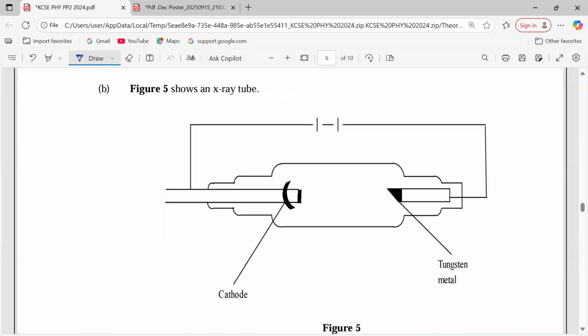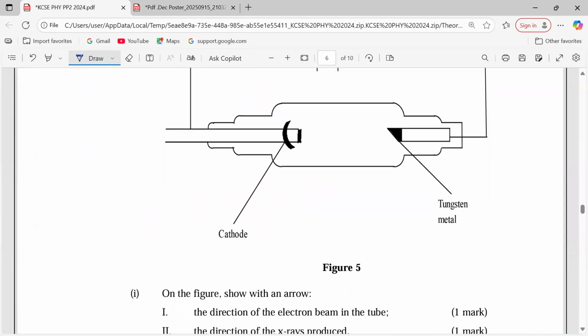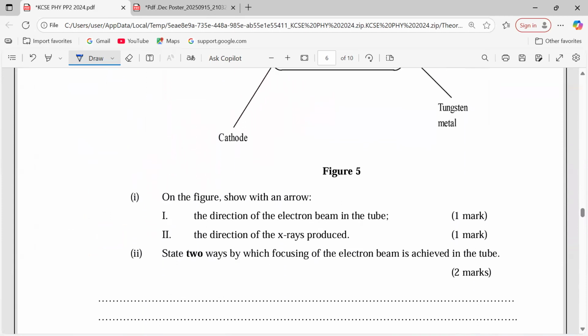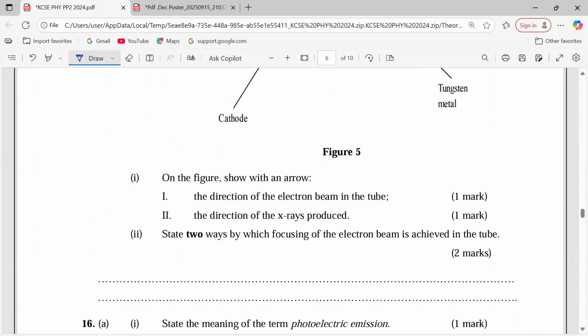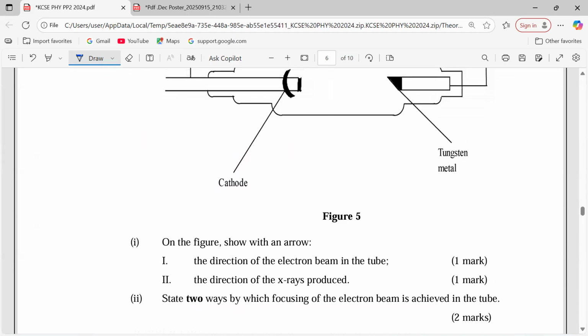Back to the paper now. We can see the cathode, we can see tungsten metal. Then look at Roman 1 of this question. On the figure, show with an arrow, or rather arrows, 1, the direction of the electron beam in the tube, and 2, the direction of the X-rays produced.